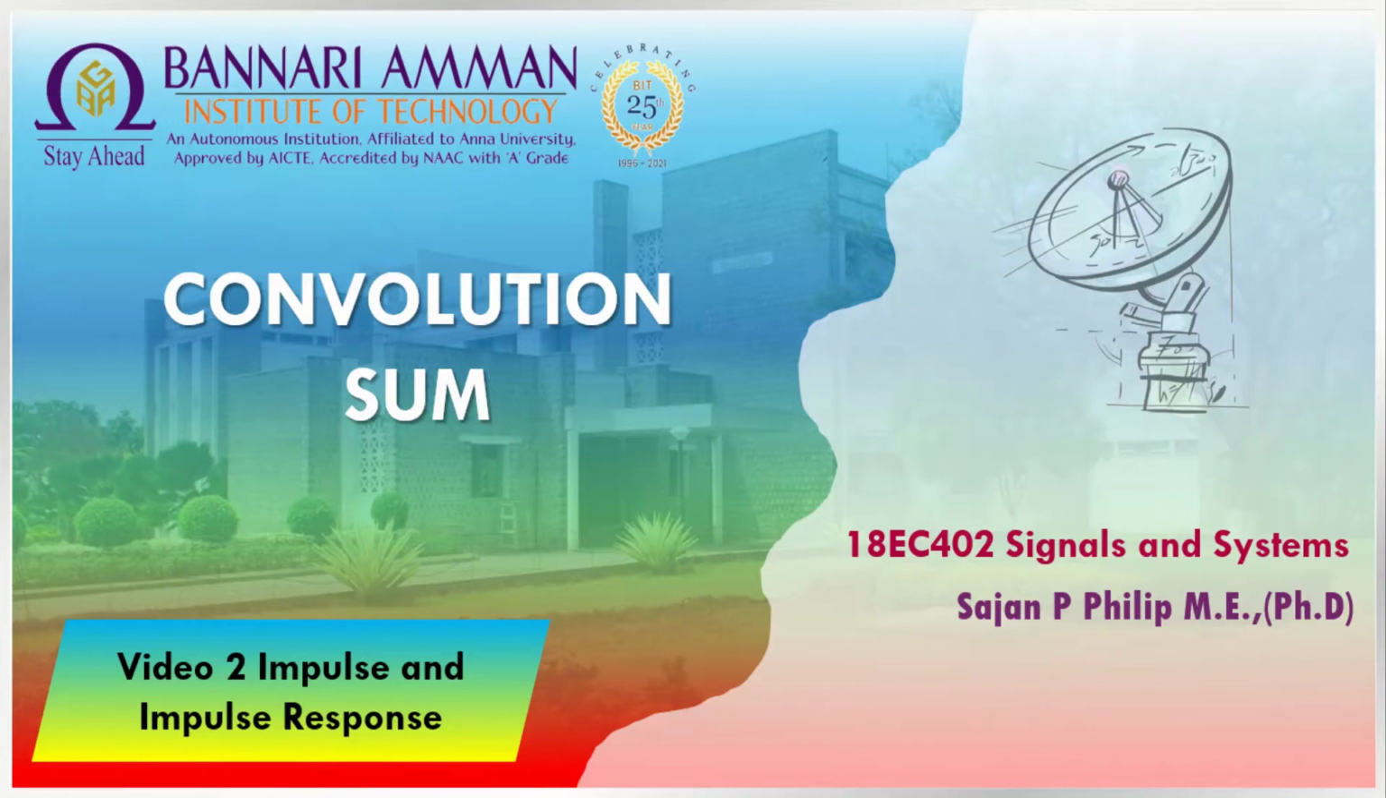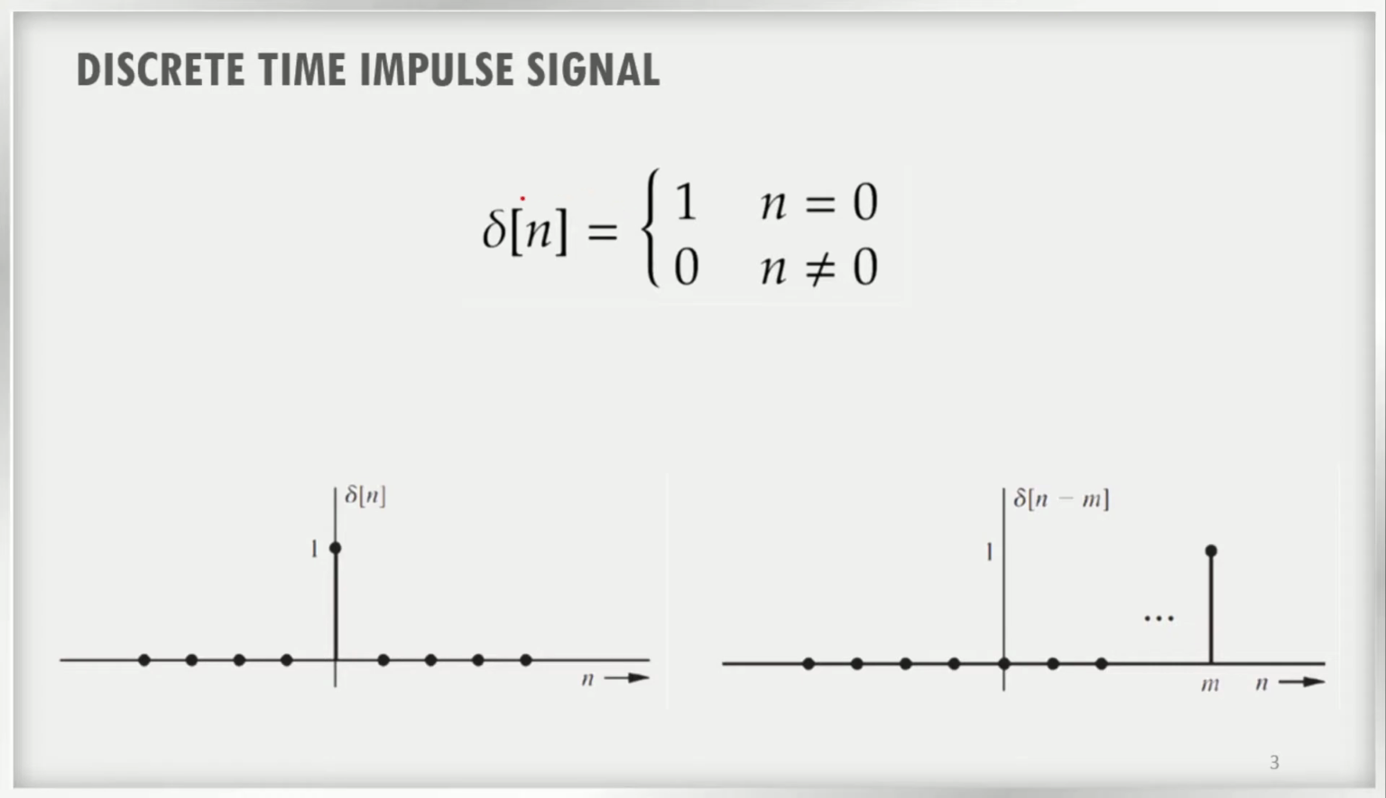Now let us go into the video and recall the concept of the discrete time impulse signal and the concept of impulse response. Now let us learn the basic impulse and its response, known as the impulse response. We have already studied the impulse signal. The impulse signal is defined like this.